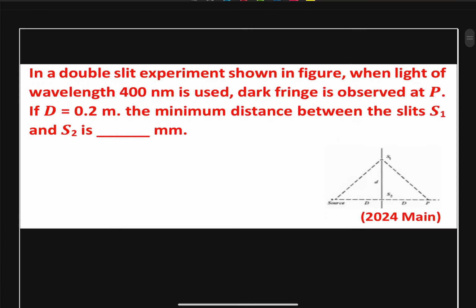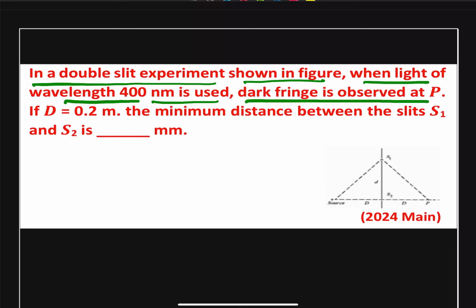In this question, in a double slit experiment shown in the figure, when a light of wavelength 400 nanometer is used, a dark fringe is observed at P if capital D is 0.2 meter. The minimum distance between the slits S1 and S2 is? Okay, so we are given the figure also.